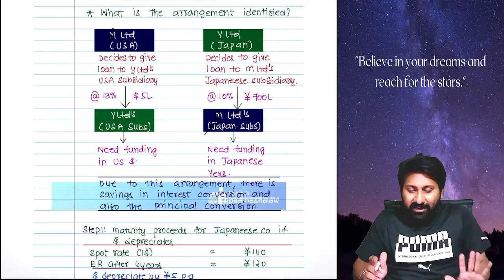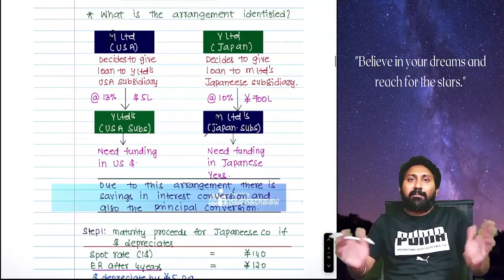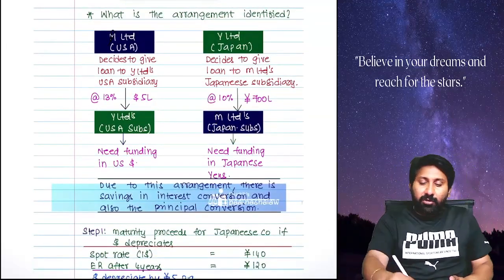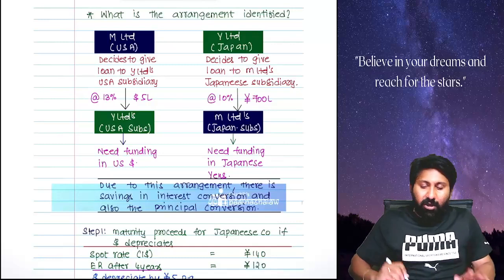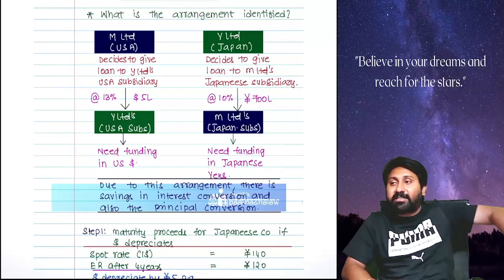McDonald's, na? That's why I've written M here. Sir, M or D, whatever the case may be. Okay. So this M Limited of USA, it will give loan or not? Yes, it will give loan. It will give loan to its subsidiary, the Y Limited subsidiary in USA.